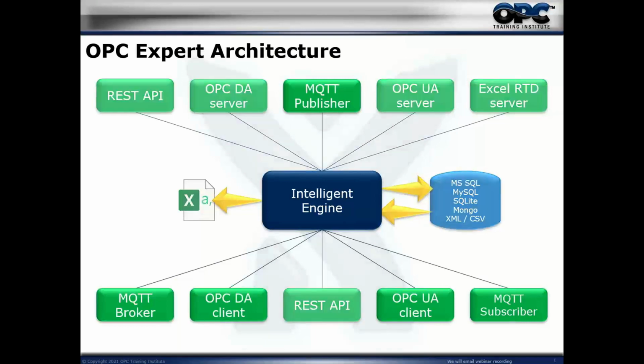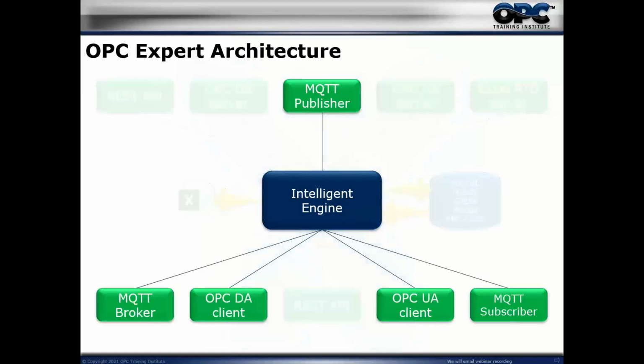I'll show you what happens here. So in this case, what we're talking about is these particular modules. That's what we'll talk about here. The MQTT subscriber, the broker, we'll talk about OPC DA and UA, and the MQTT publisher.